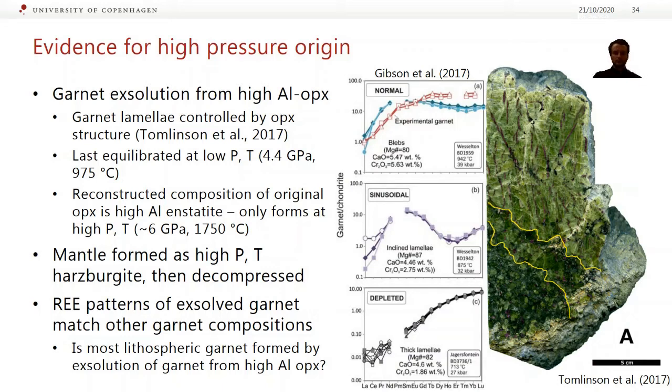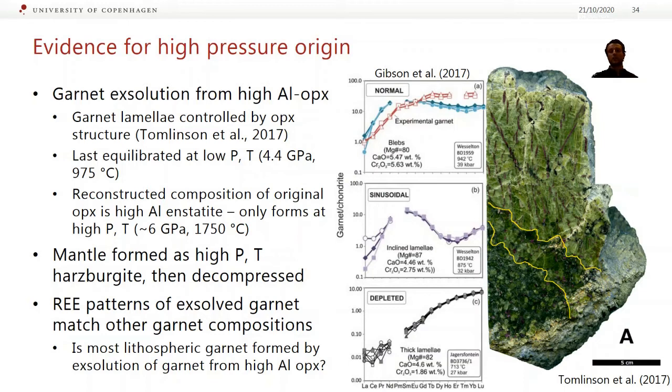So there's evidence that this might be quite a widespread thing, and this is some work by Gibson et al. 2017. They looked at the rare earth element patterns of these exsolved garnets, and they actually match garnet compositions that we see in other cratons or in places where you can't see it obviously exsolving from the OPX.